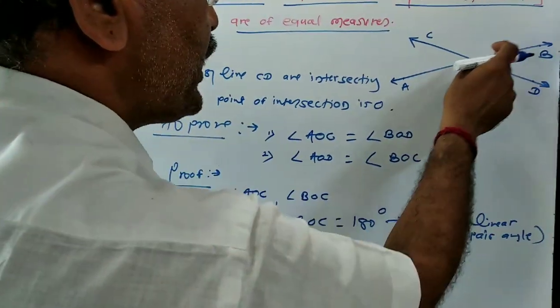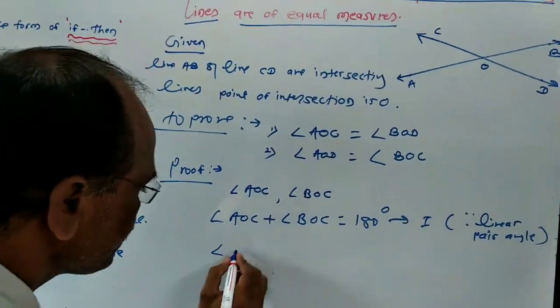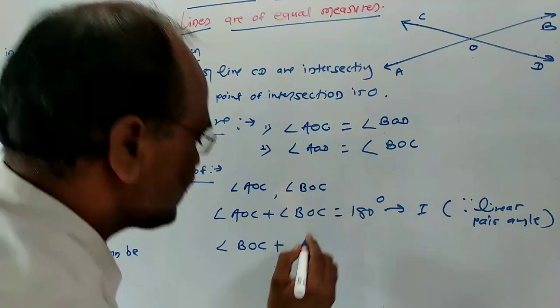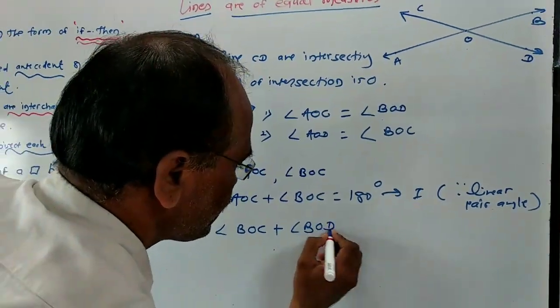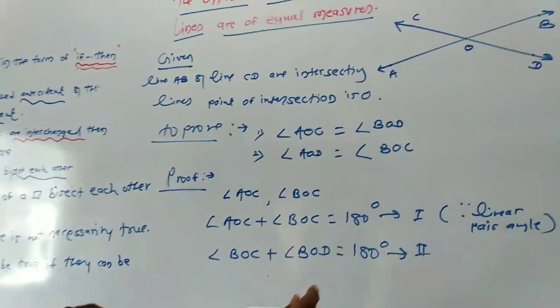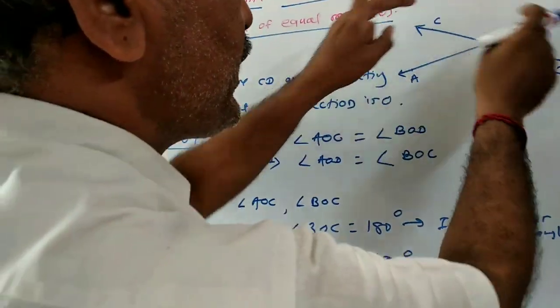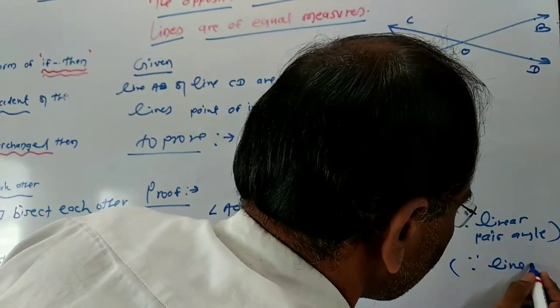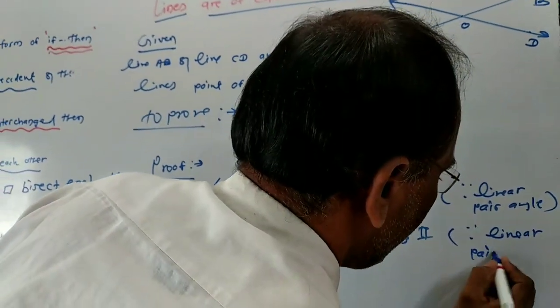Now second, we take these two angles. Angle BOC plus angle BOD equals 180. Why? Same reason. These are also a linear pair of angles. Same reason, linear pair of angles.